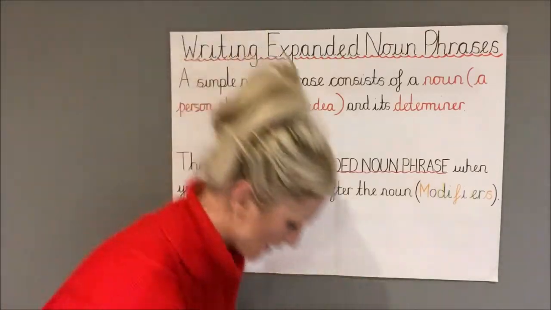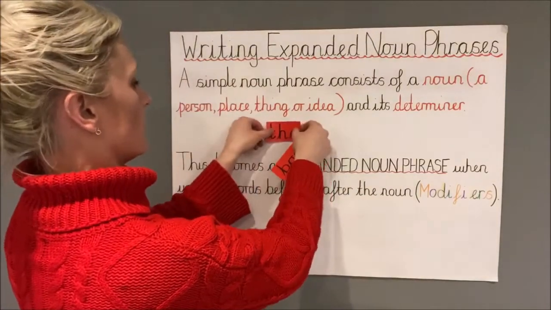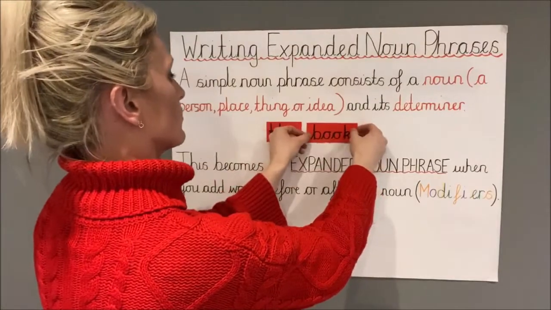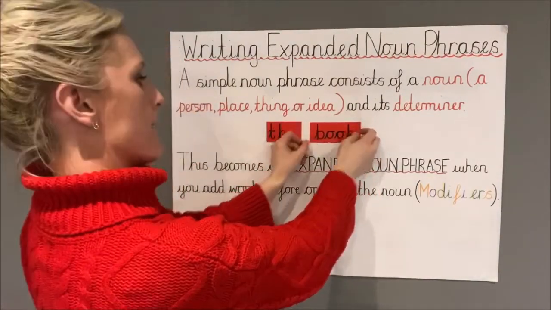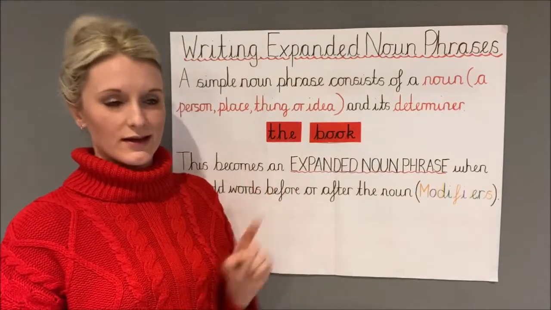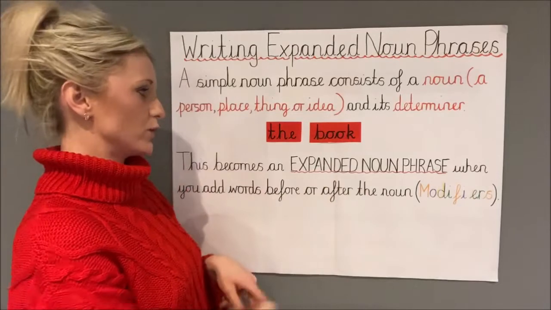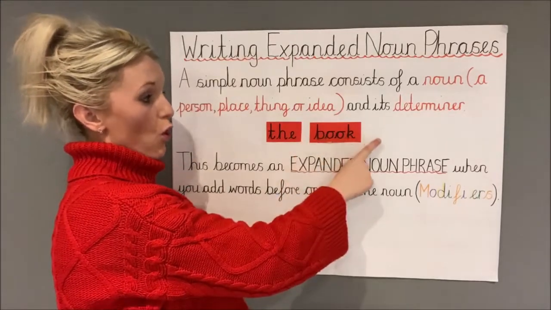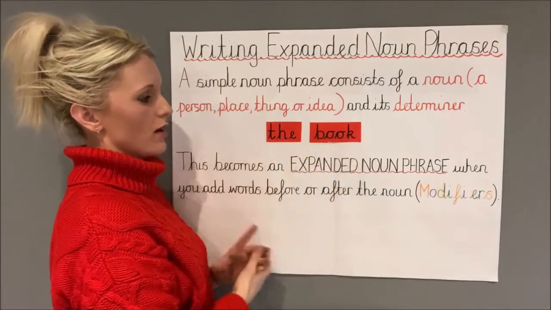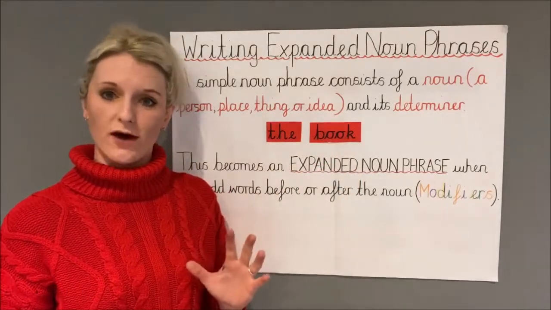Okay, so in its simplest form, it might look something like this. So there's my determiner, the, and my noun, the word book. Okay, and there we would have a very simple noun phrase. It becomes an expanded noun phrase when we add words either before or after or both before and after our noun. Okay, and those sorts of words are called modifiers.